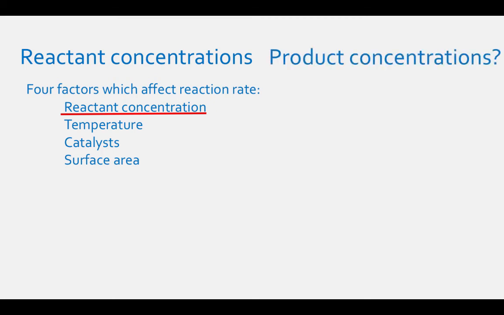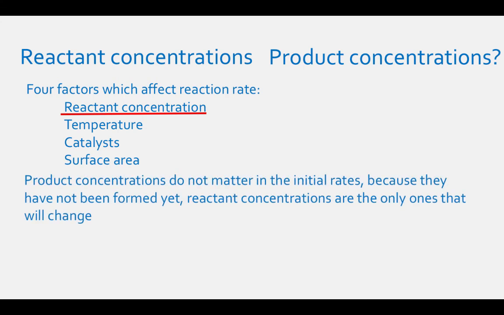What happened to product concentrations? Product concentrations do not matter in the initial rate of reaction. This is because we will assume we start a reaction with just reactants. The products have not been formed yet. Since we are looking at initial rates, the concentration of the reactants are the only ones that will change at the beginning of the reaction.